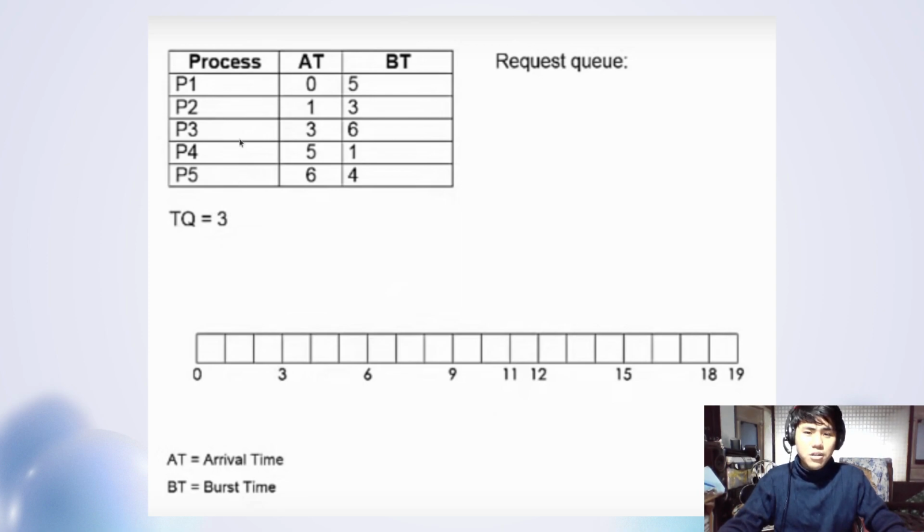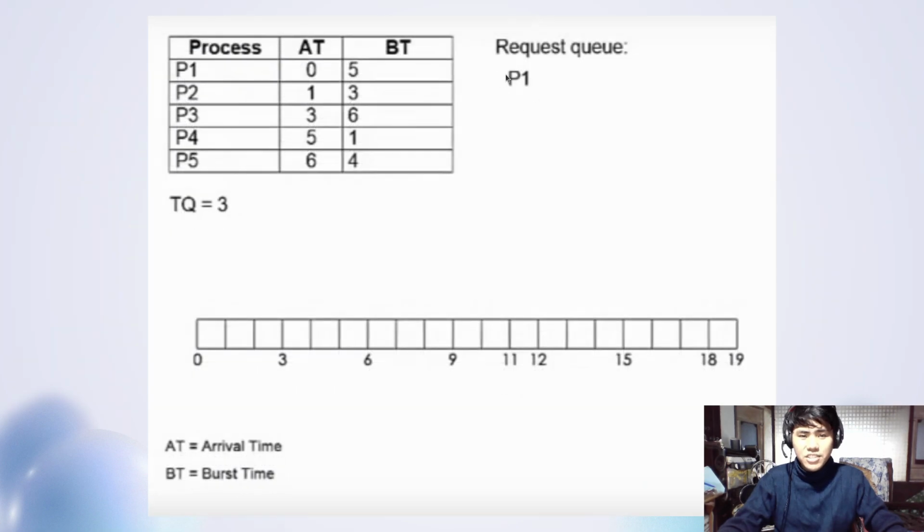So we have P1, whose arrival time is 0, so it means when we open the program or do something that makes this table run, P1 will be the first one to execute. And because its arrival time is 0, it will be the first one to be put into the request queue, as you can see here. And now, because we only have one process in the queue, we're going to use that process. And we have this visualization down here.